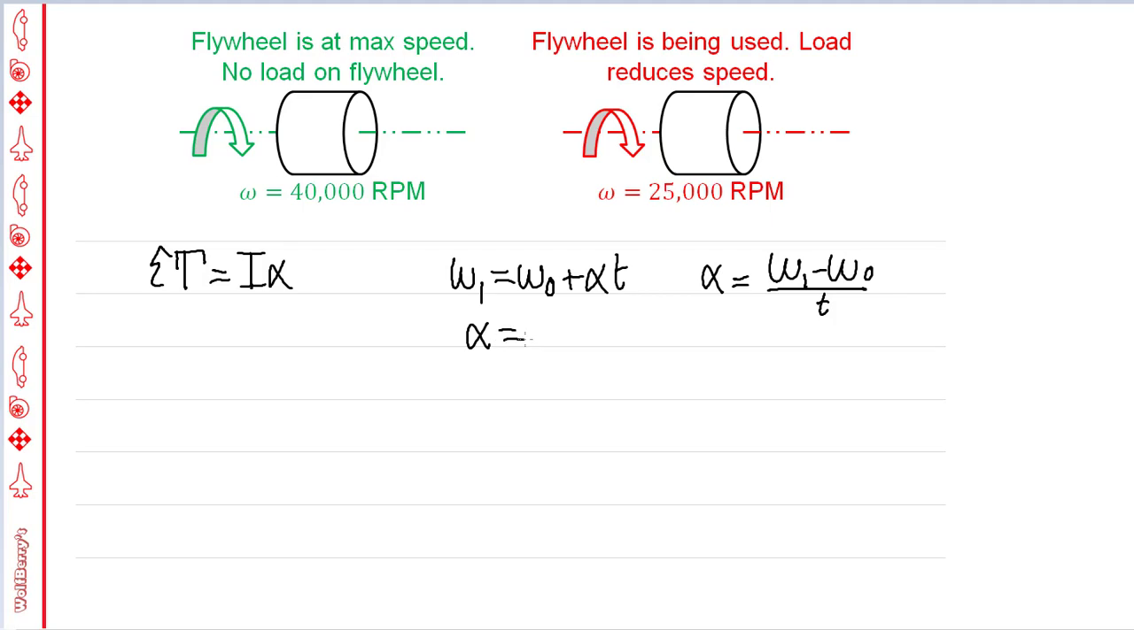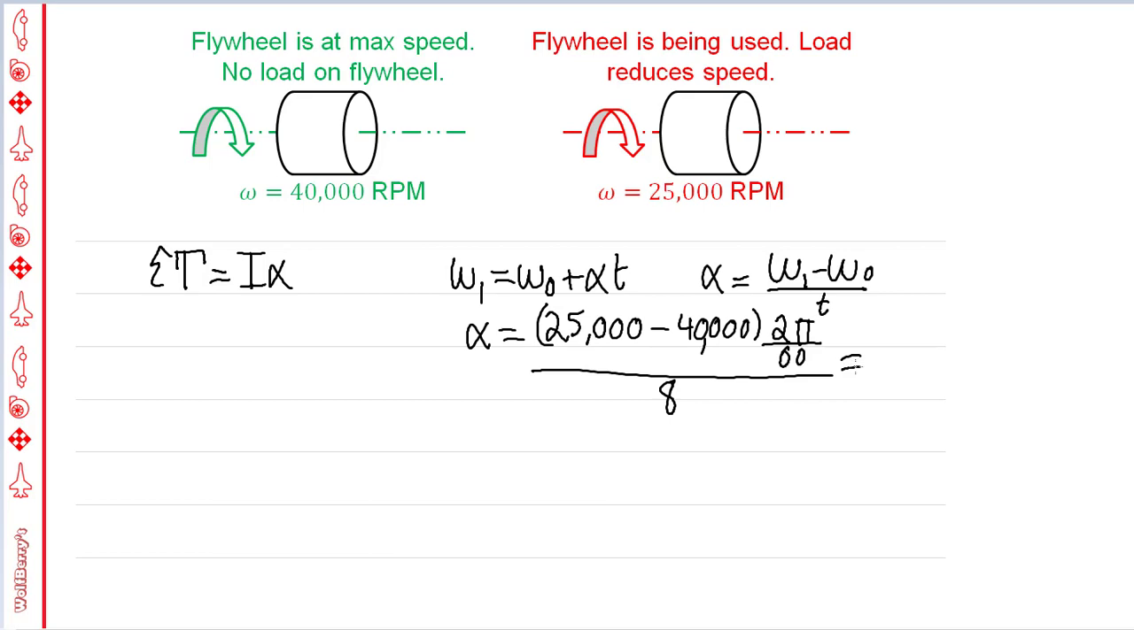So alpha is equal to the final speed, which is 25,000 RPM, minus the initial speed, which is 40,000 RPM. Don't forget to multiply by 2 pi over 60 to change it to radian per second, all divided by the change in time, which is 8 seconds. This gives us an angular acceleration of minus 196.34 rad per second squared, which makes sense. You're changing 15,000 RPM in 8 seconds. It's quite a big change in speed, so it requires a relatively high acceleration.